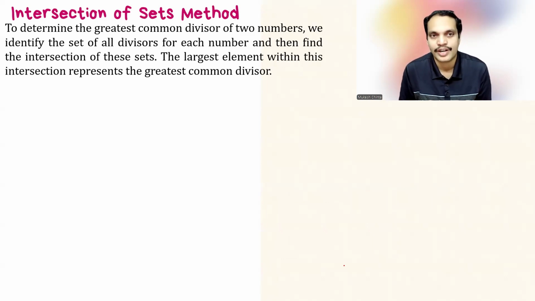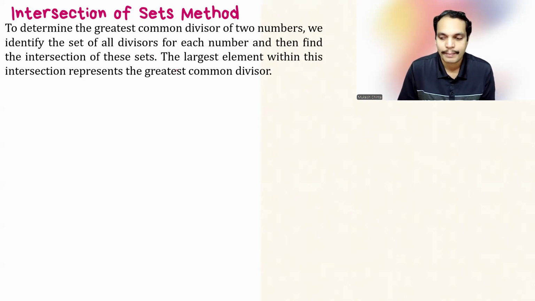First, prime factorization and intersection of sets method. This I already explained. To determine the greatest common divisor of two numbers, we identify the set of all divisors for each number and then find the intersection of these sets. The largest element within this intersection represents the greatest common divisor. What do you mean by this, sir? Let me take a simple example and explain.